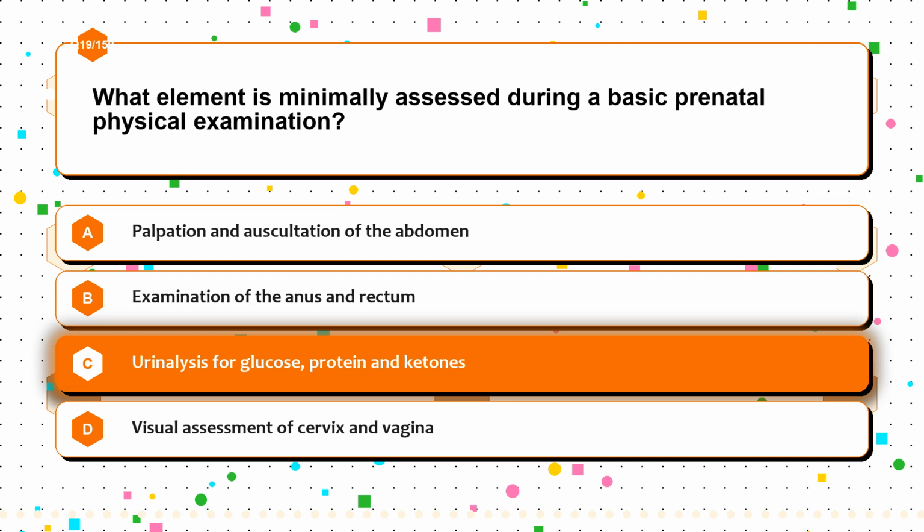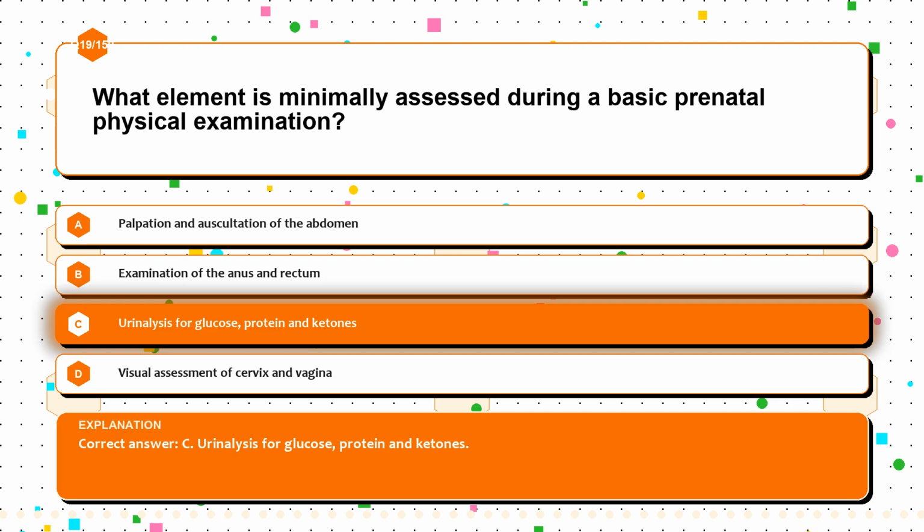The correct answer is option C. Urinalysis for glucose, protein, and ketones.